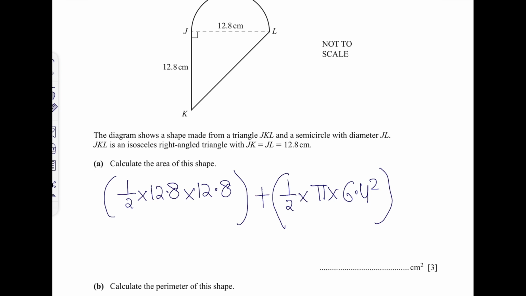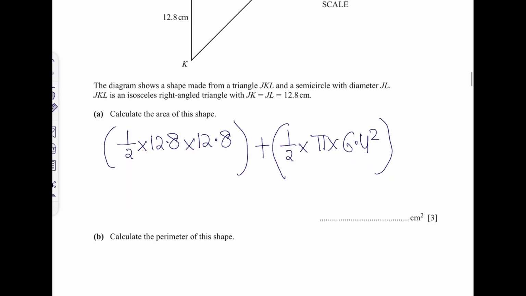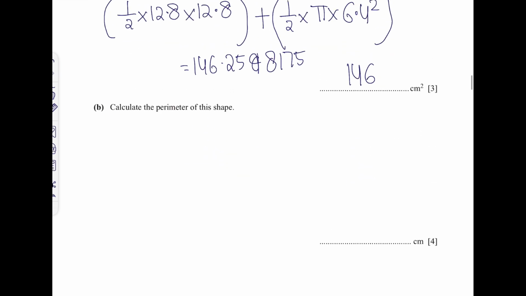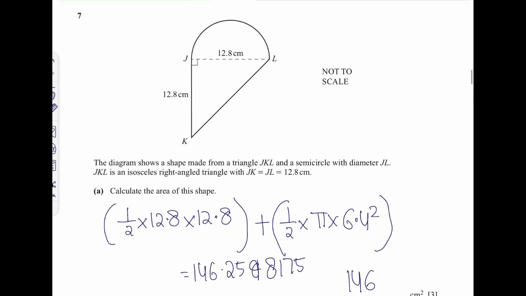0.5 into 12.8 into 12.8 plus 0.5 into pi into 6.4 squared. That's going to give me somewhat like 146.2598175. So I'll just take this as 146 in 3 significant figures. Then it says calculate the perimeter of the shape.